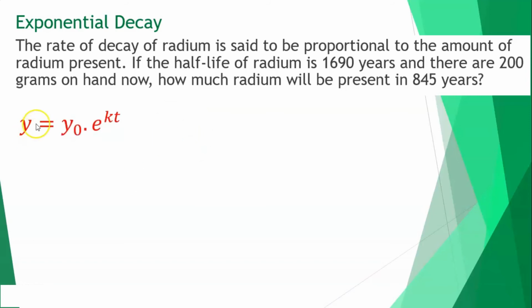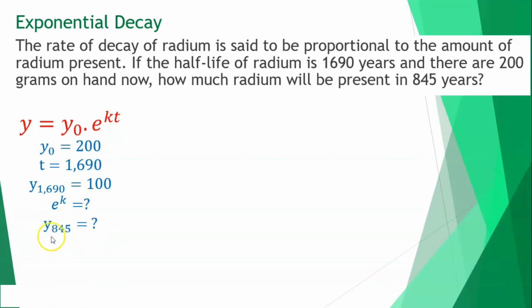Now, take note of our equation, y is equal to y of 0 times e to the power of kt. So take note, we have here y of 0 as 200, that's the starting amount. Our time here is 1,690 years. So after 1,690 years, the value of the element would be 100 because it's the half-life, meaning it gets halved after that number of years. So our e to the power of k is unknown. After 845 years, the value of the element is also unknown. So solve for e to the power of k.